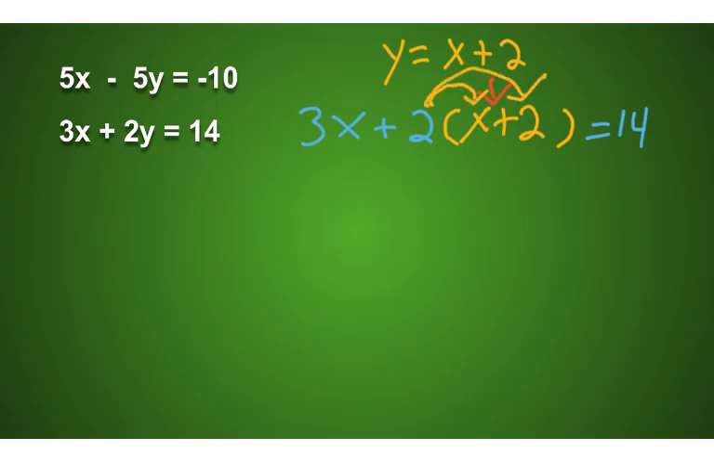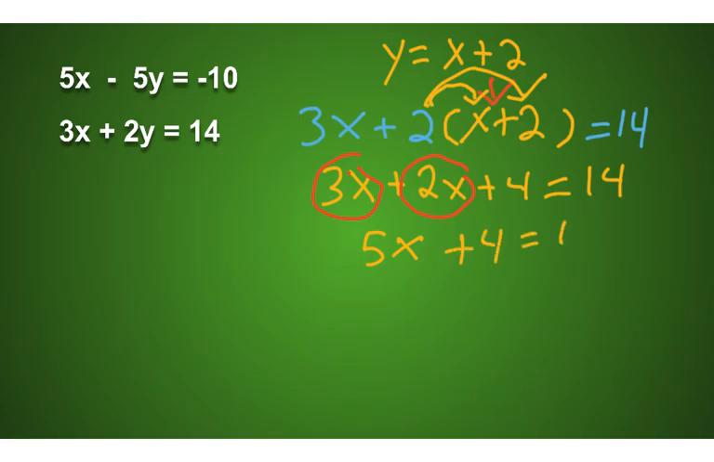Draw the arrows. I'm left with 2x plus 4. I bring down everything else that I didn't touch, and now I notice I'm stuck with like terms on the same side of the equal sign, so I would want to combine them to make 5x, and after I do one step, I bring everything down, and now I'm left with 5x plus 4 equals 14.